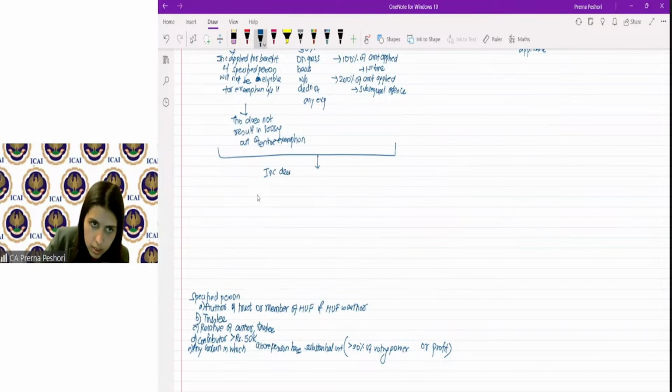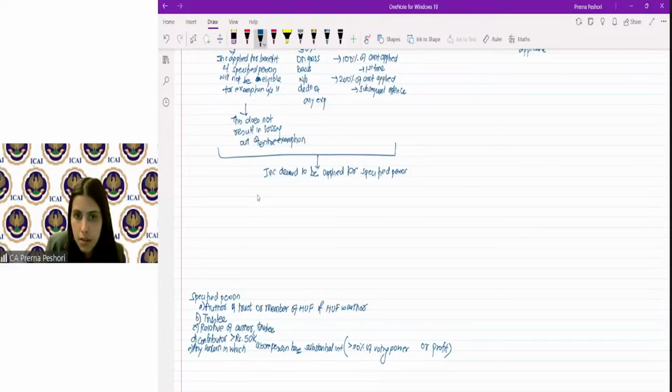Income deemed to be applied for specified person. The income is deemed to be applied for the benefit of a specified person where a loan is given without any security or without adequate interest. Where part of the income or the property is lent to any other person without any security. So, loan without security or interest.